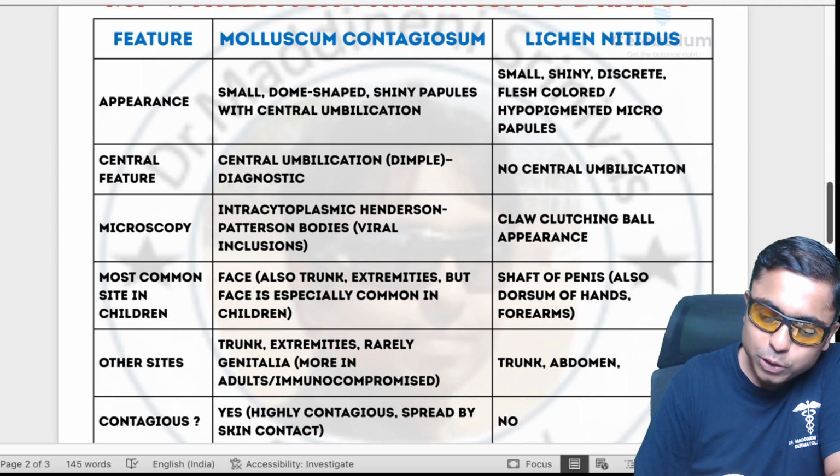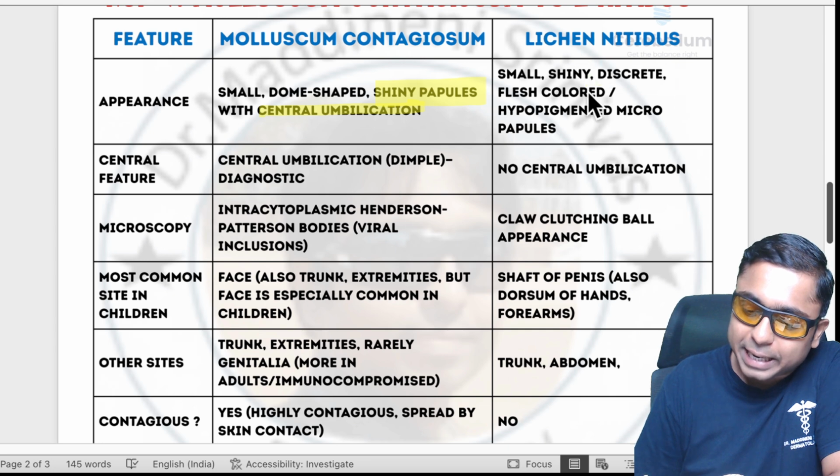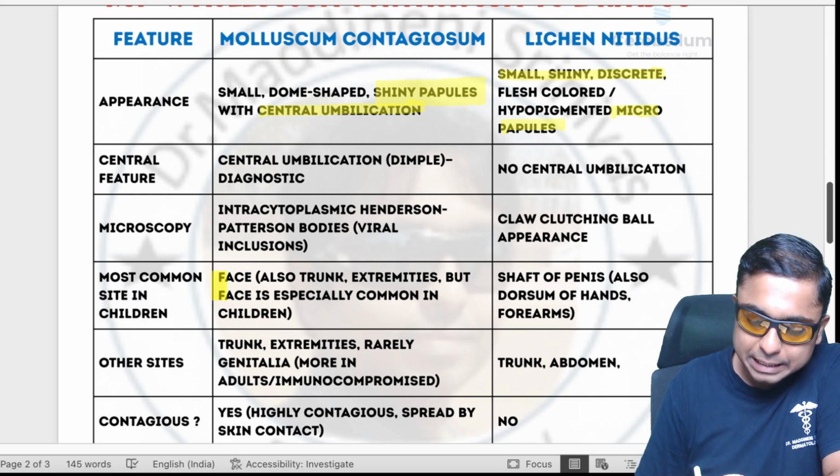Molluscum Contagiosum is going to present as shiny papules with central umbilication, a very important term. Lichen Nitidus is going to present with small shiny discrete micro papules. And the most important discriminating point between these two is the site.